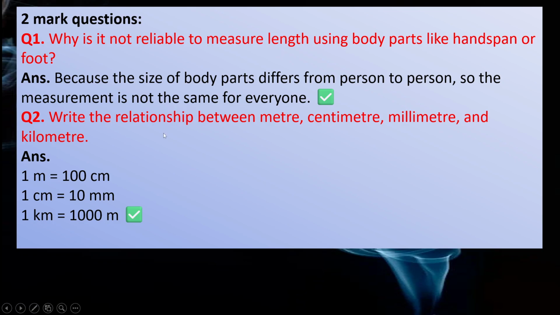Question number 2. Write the relationship between meter, centimeter, millimeter, and kilometer. Answer: 1 meter is equal to 100 centimeter, 1 centimeter is equal to 10 millimeter, 1 kilometer is equal to 1000 meter.